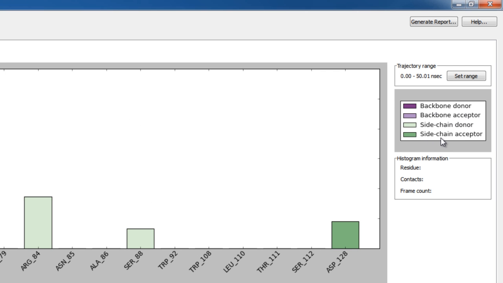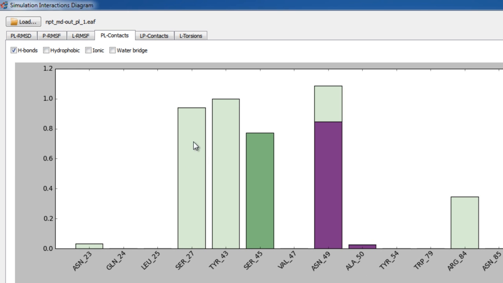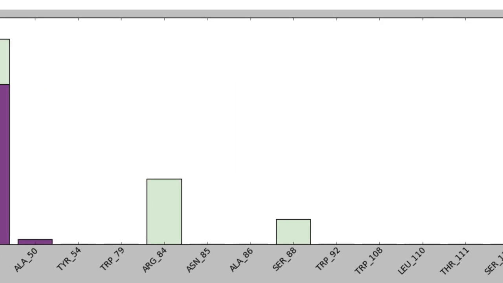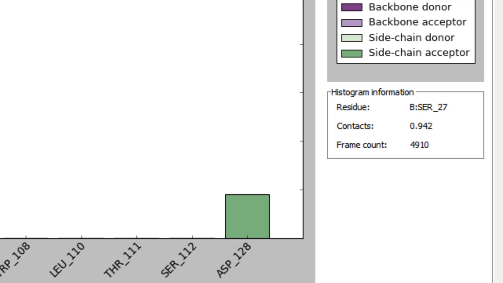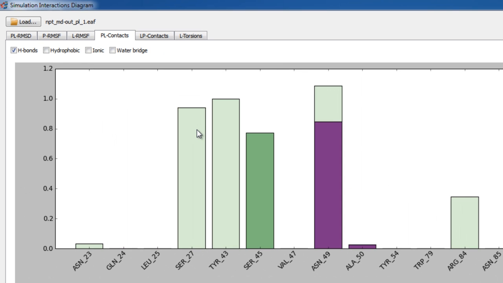Okay, here we have four categories of hydrogen bonds, including the backbone donor or acceptor and sidechain donor or acceptor hydrogen bonds. For serine 27, we can see that it is interacting with the ligand over the course of the 50 nanoseconds by making 0.942 contacts. Now, these contacts are normalized, so you can also say that it's interacting with the ligand about 94.2% of the time. For tyrosine 43, we can say that it's interacting with the ligand 100% of the time.